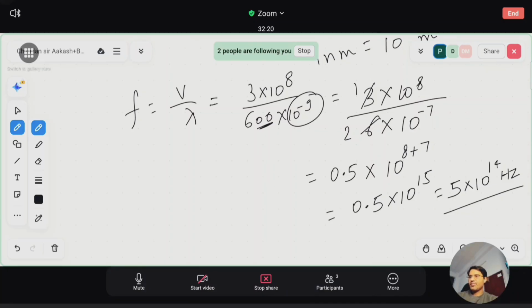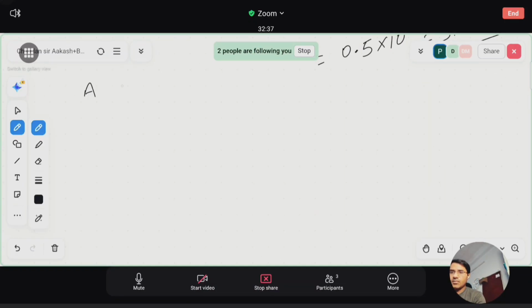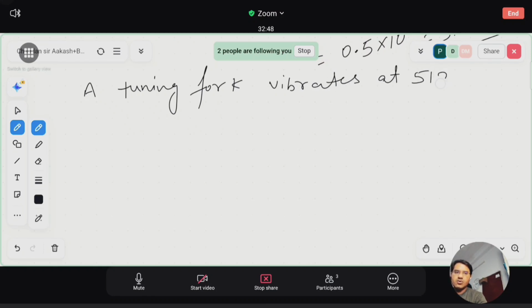Both of you did correct. So now let's give the next variety, because these type of questions you are able to do easily. The next variety is your tuning fork vibrates at 512 hertz. Please concentrate. 512 hertz is what? What is given this? This is what? Wavelength? Speed? What is this?